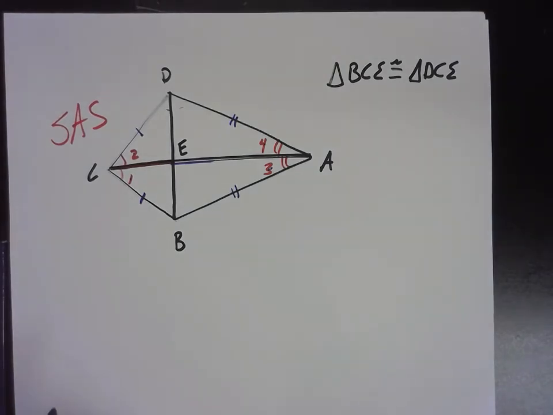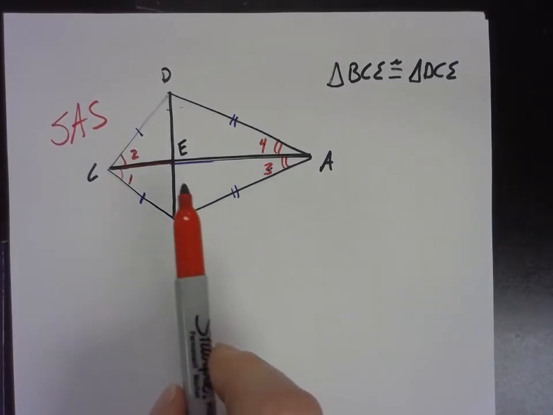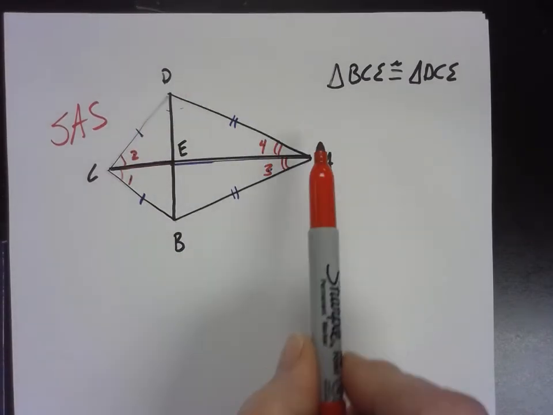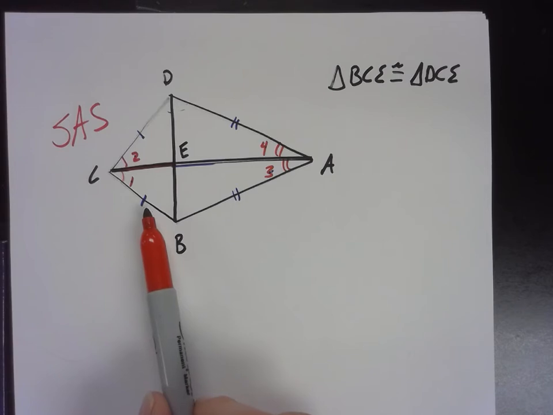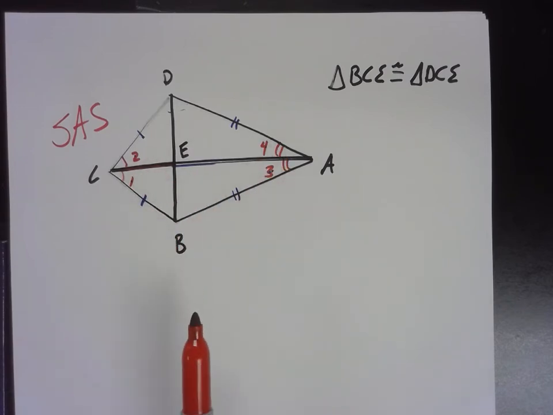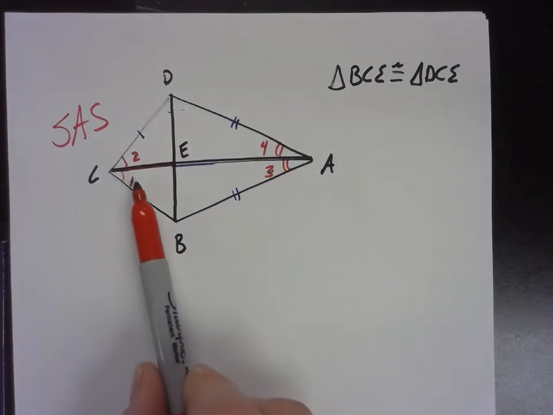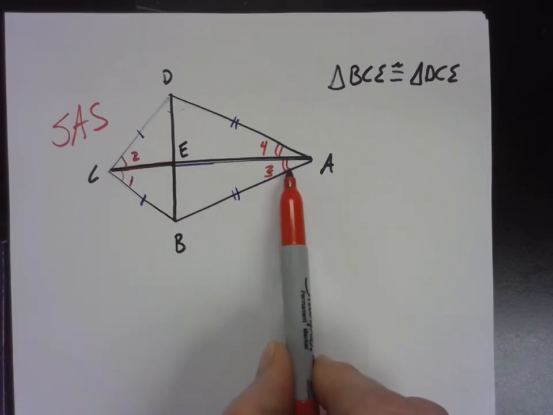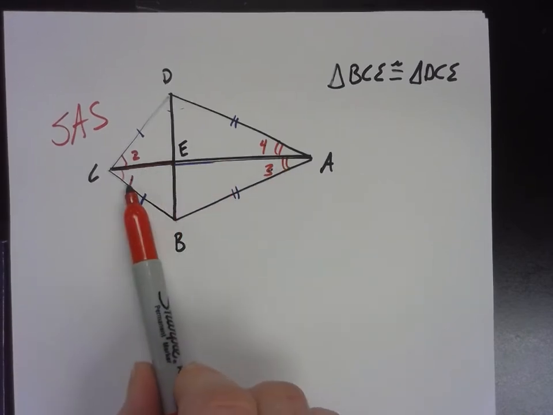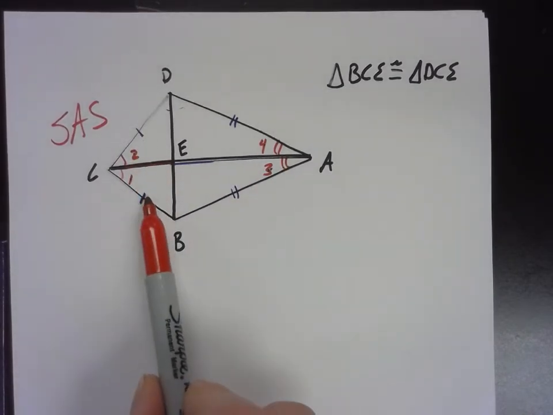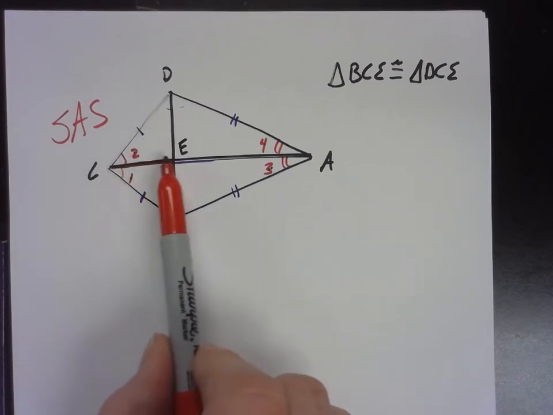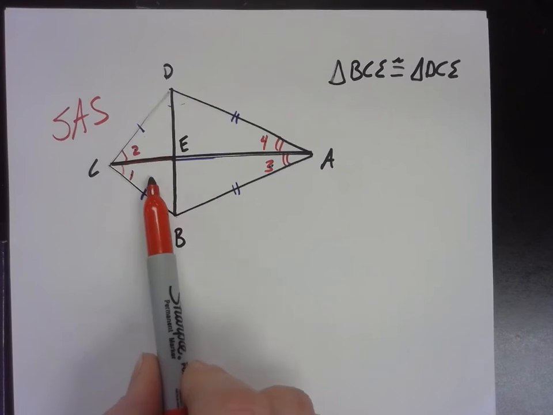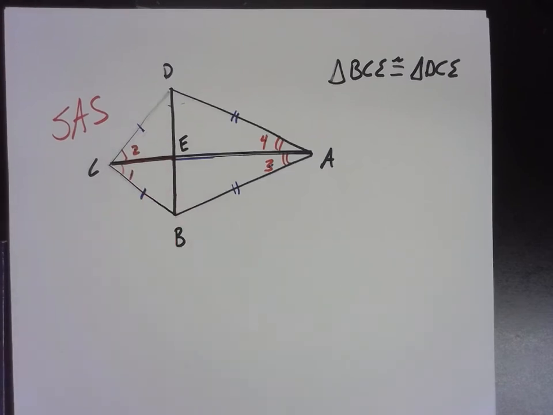Okay, so what's our plan? We show that CDA and CBA are congruent by, is that how we did it? Oh, it was angle side angle, there we go. And then we say these are corresponding parts of congruent triangles, and CE is congruent to itself by the reflexive property, so these two would be congruent by side angle side. Is that a plan? Okay.